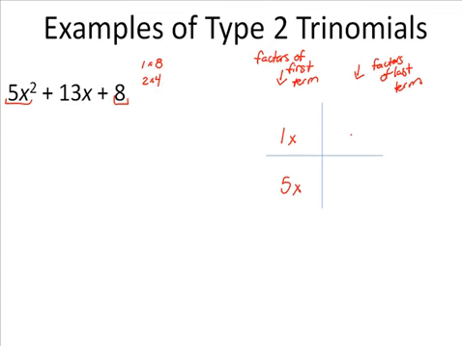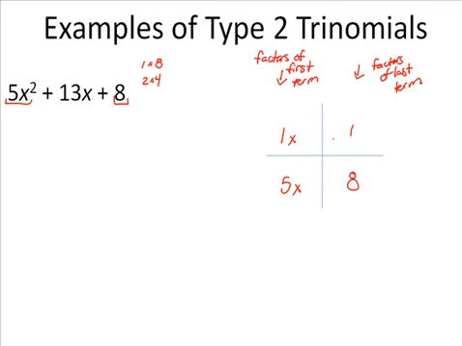I'm going to choose the 1 and the 8, and I'll put the 1 here and the 8 down here. If you chose the wrong answer, that's okay. You can just scribble it out and start again. That's what's nice about using this method. It doesn't take up that much room.